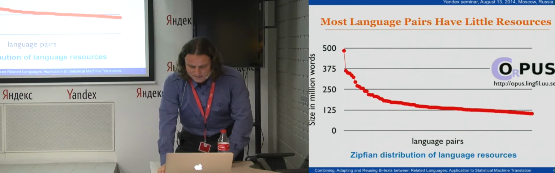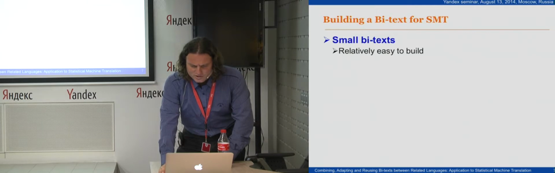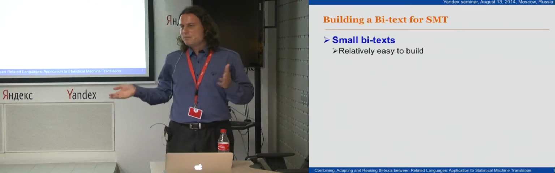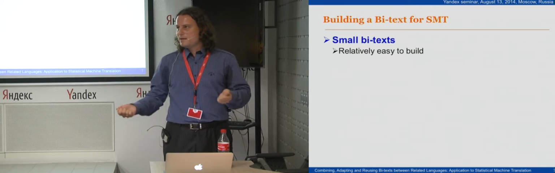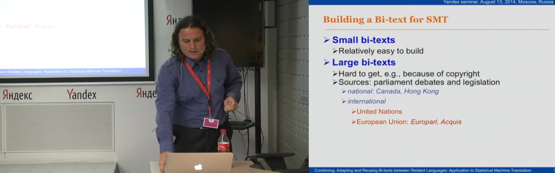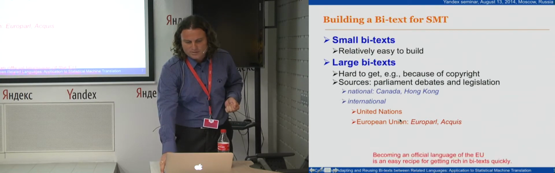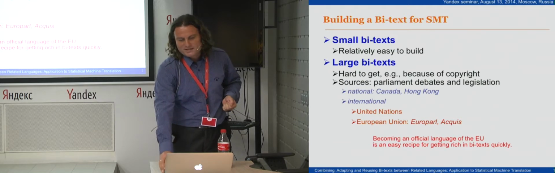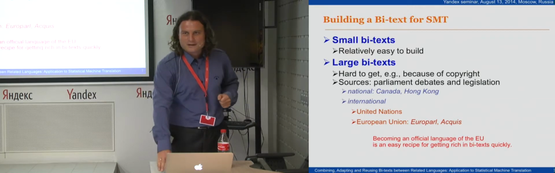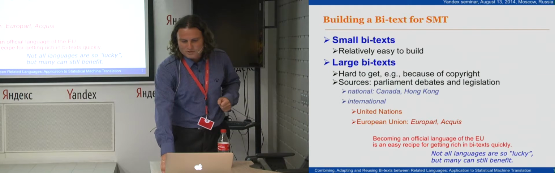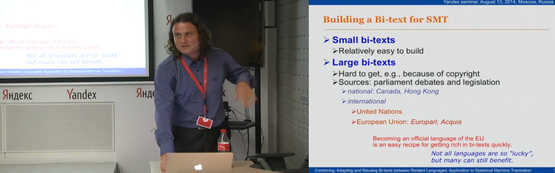So, this is just a Zipfian distribution of resources. Well, maybe you can still build some small bitexts, you can probably find somewhere, or you can pay somebody to do something small. But large ones are hard to get. One easy recipe to get resource rich is to become an official language of the European Union or of the United Nations or so on. Not all languages are so lucky, but many can benefit with some of the techniques that I'm going to present to you.